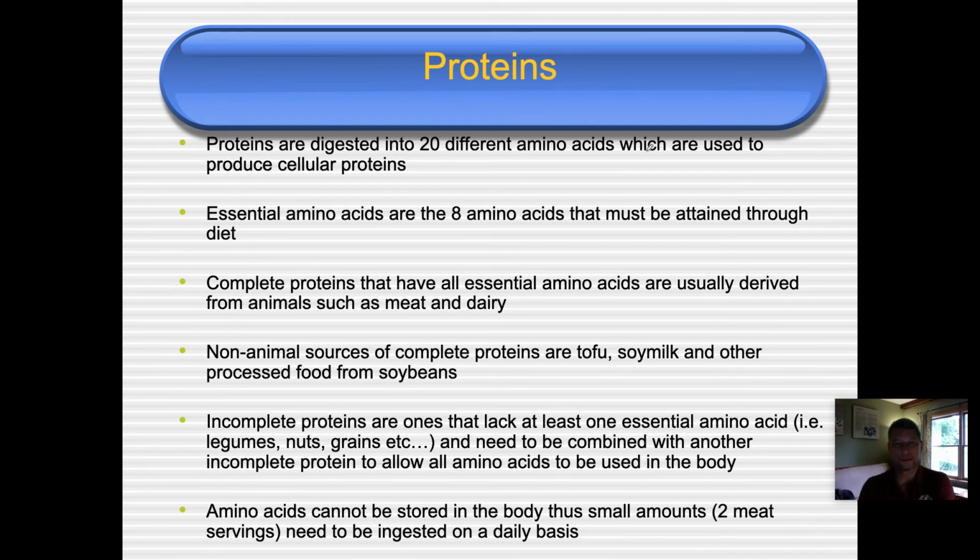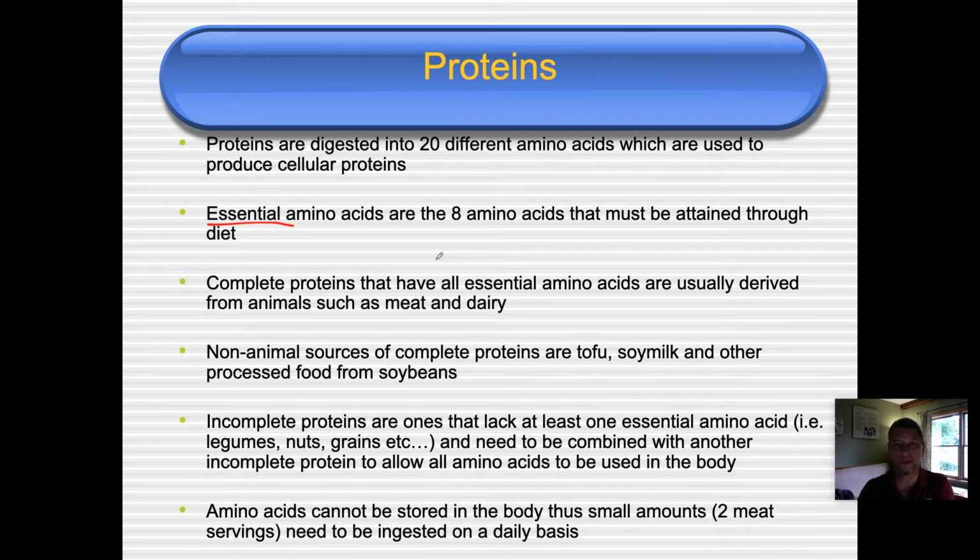Now, proteins. As you hopefully remember from the beginning of the semester, proteins can be broken down into 20 different amino acids, which are then reconstructed to produce your own proteins, your cellular proteins. Now, of those 20, 8 of them are what we call essential amino acids. All right. And these are amino acids that the human body cannot produce by itself. And so, therefore, they have to be taken in through your food. You have to eat them. Okay.